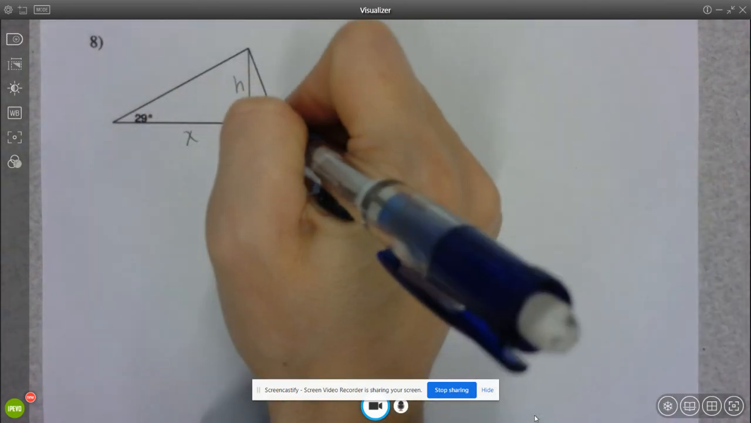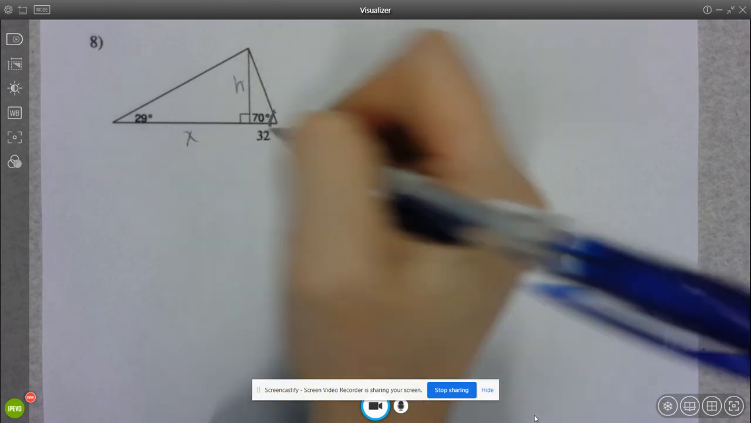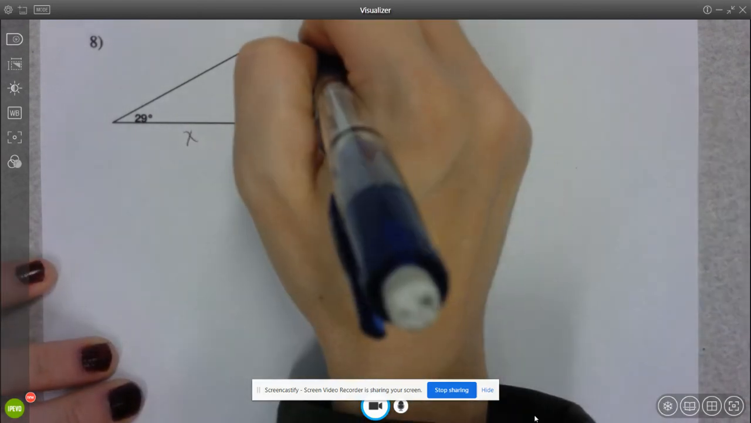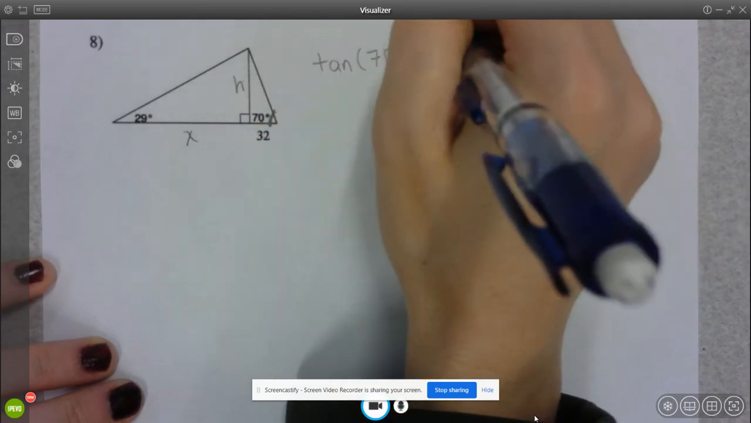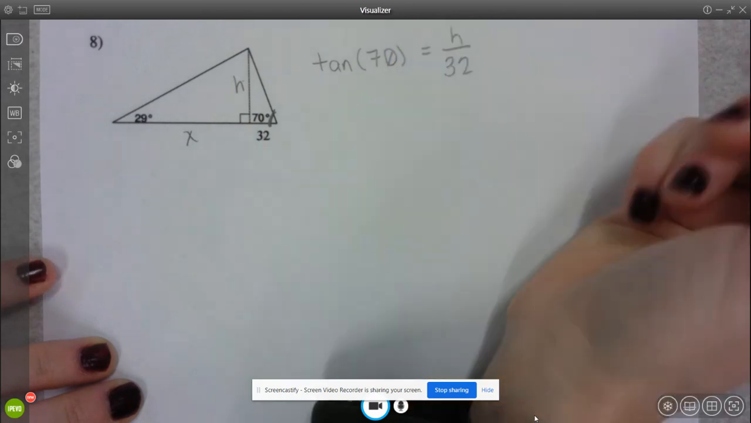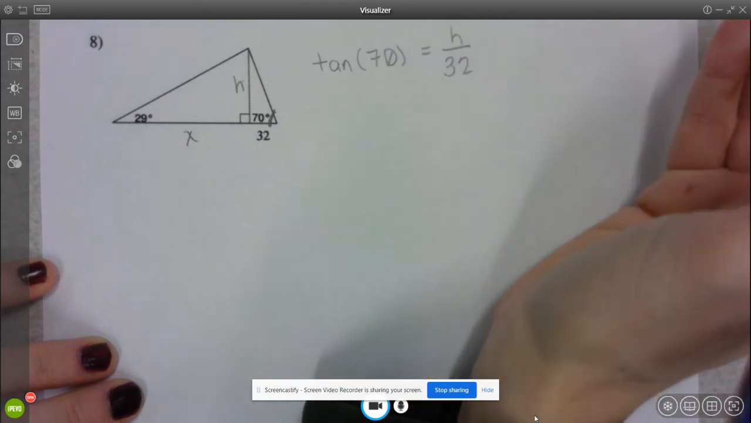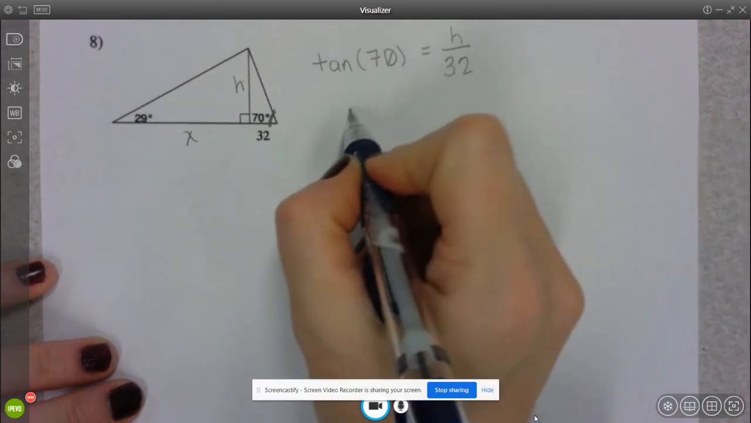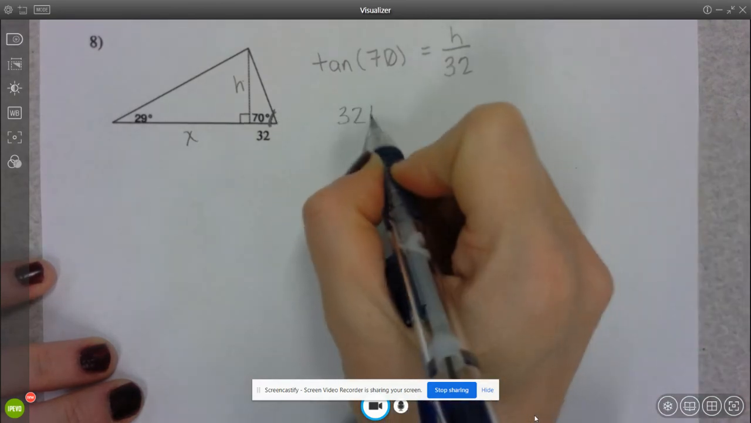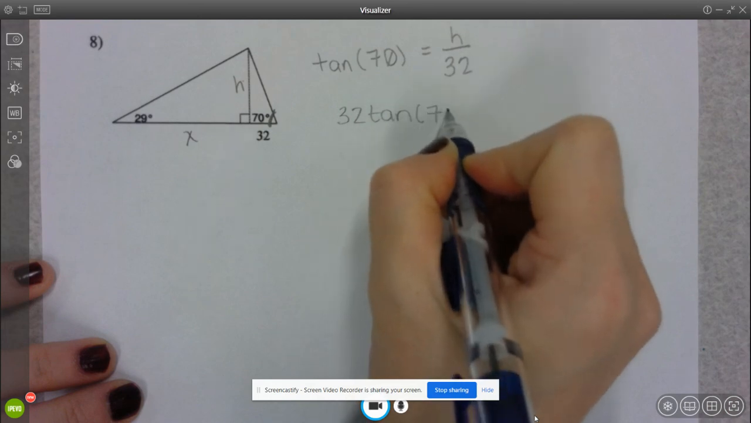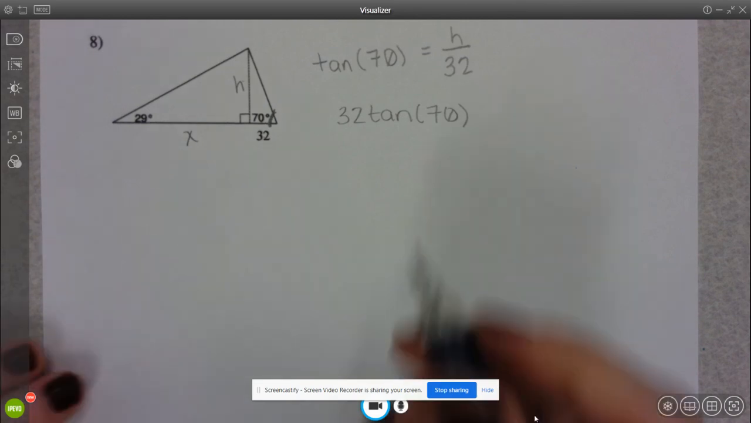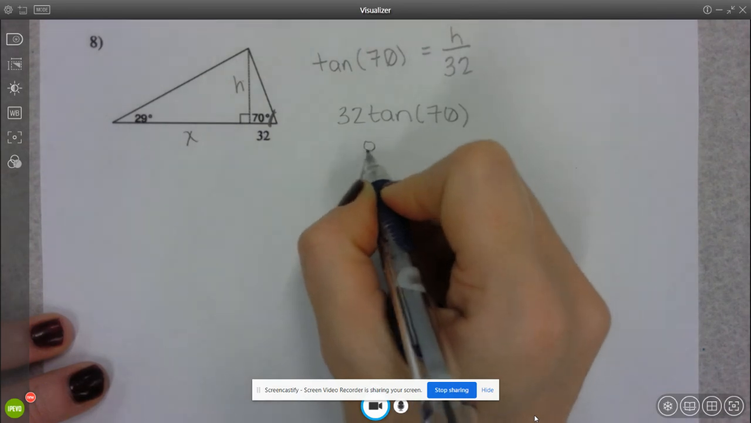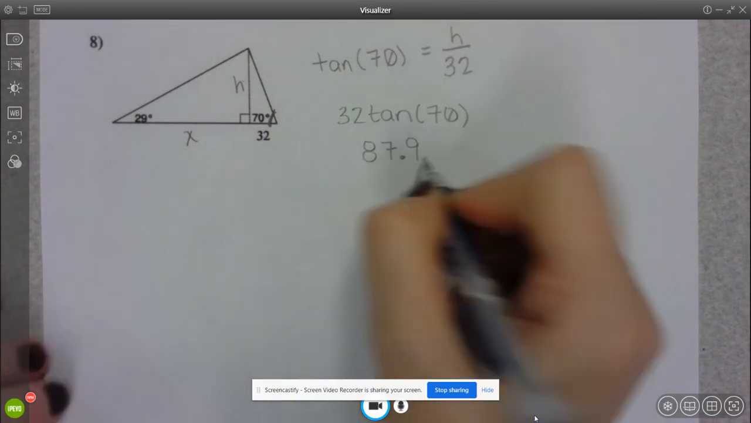So this angle here is 70. So I've got opposite and adjacent again, which is tangent. So h over 32, because h is the opposite from 70. So I'm going to do 32 tangent of 70. Which gives me 87.9.